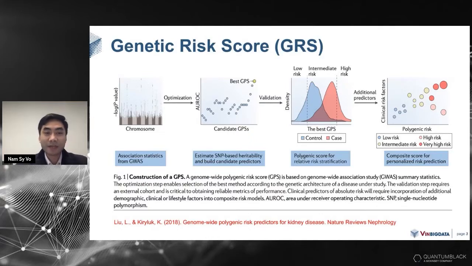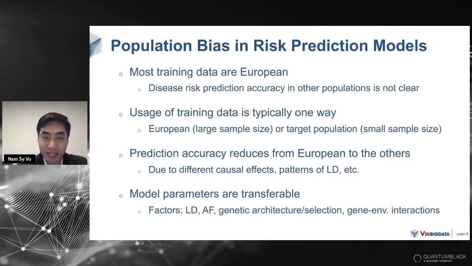One problem here, a very big problem, is population bias in risk prediction models. So most training data now are European. So disease risk prediction accuracy in other populations is not clear, and usage of training data is typically one way: European as the training population, with the target population having just a small sample size. And prediction accuracy is reduced from European to the others, due to different causal effects or patterns of LD and so on.